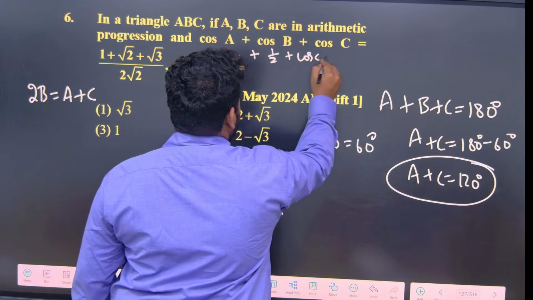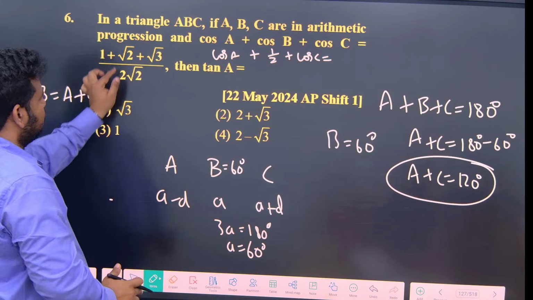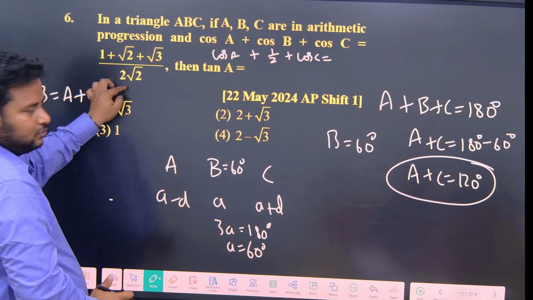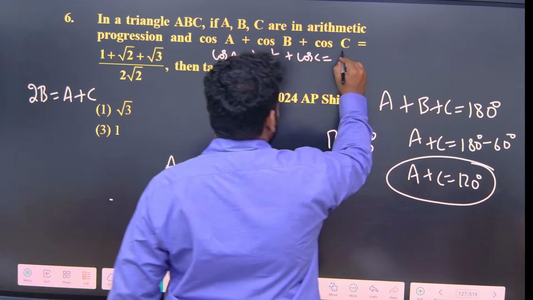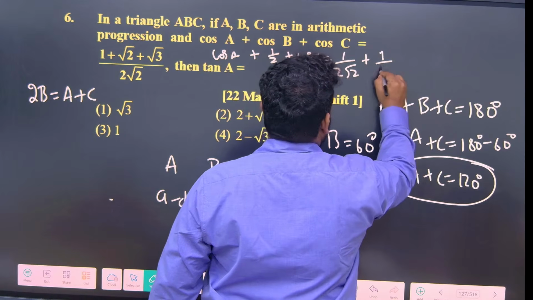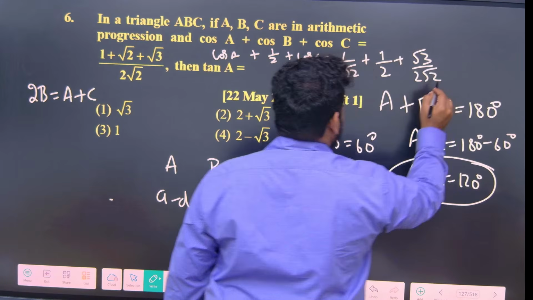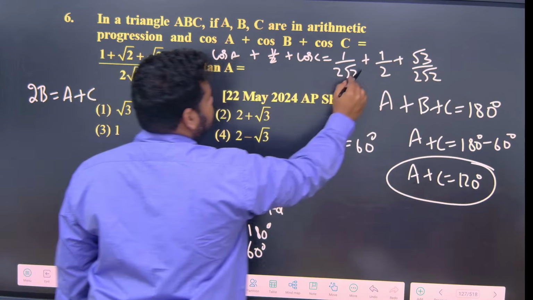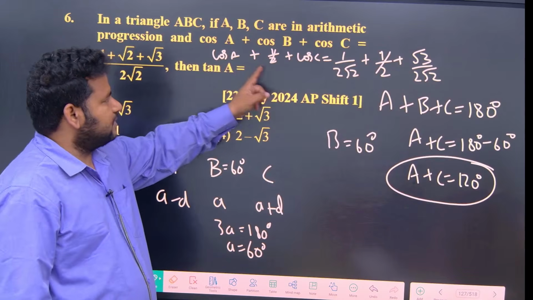If I separate and divide it, this is 1 by 2 root 2 plus 1 by 2 plus root 3 by 2 root 2. Okay, correct, no? So the 1 by 2 and 1 by 2 I can cancel. I am left with cos A plus cos C.